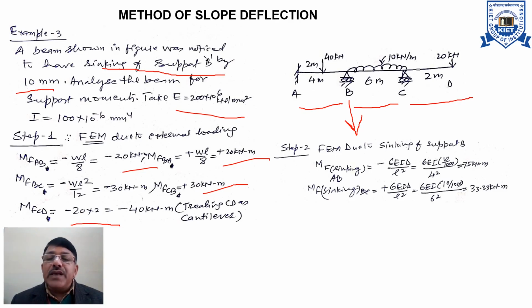And for the part BC, since it has the reverse action, the left part is going downward with respect to the right part, against our assumption made in the beginning, it is a positive moment. Placing the values, span length 6 meters, delta 10 mm given to you, you will get the answer of 33.33 kilonewton meter. That is the moment produced in part BC due to sinking of support B in the downward direction, and the moment of minus 75 kilonewton meter is the moment in AB due to sinking of support B in the downward direction.